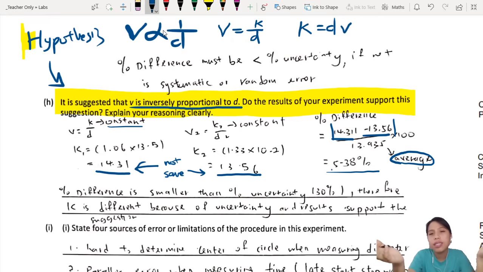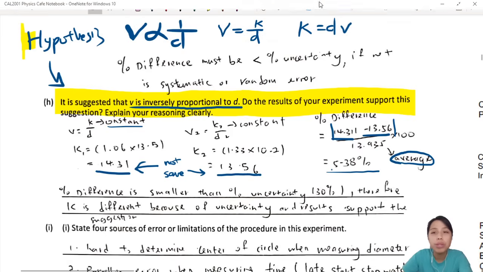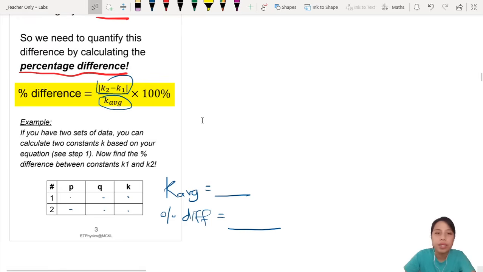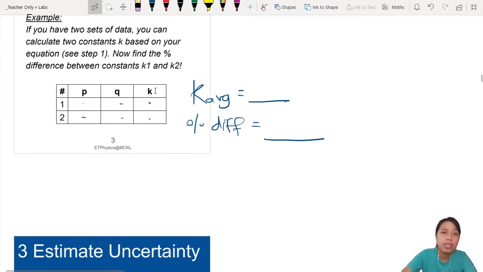But how does that give us a conclusion? This is when we need to go to the last part. You got your K values and percentage difference. Now what? How to conclude? Let's go back to the pocket guide again. So you got a percentage difference of 5.38%, I think. You can write it down: 5.38% from the student.